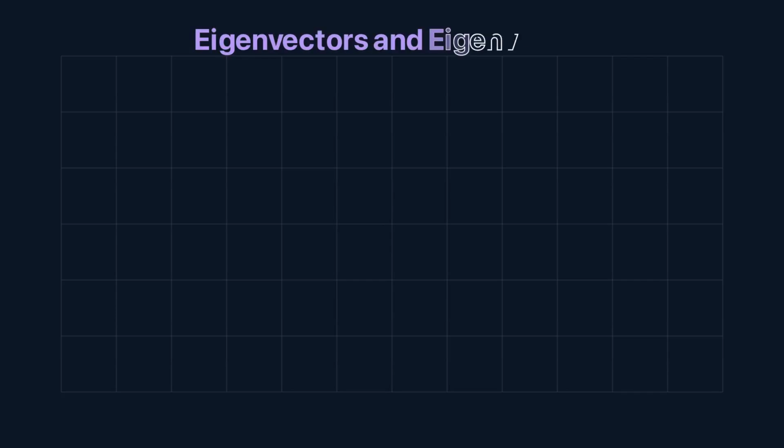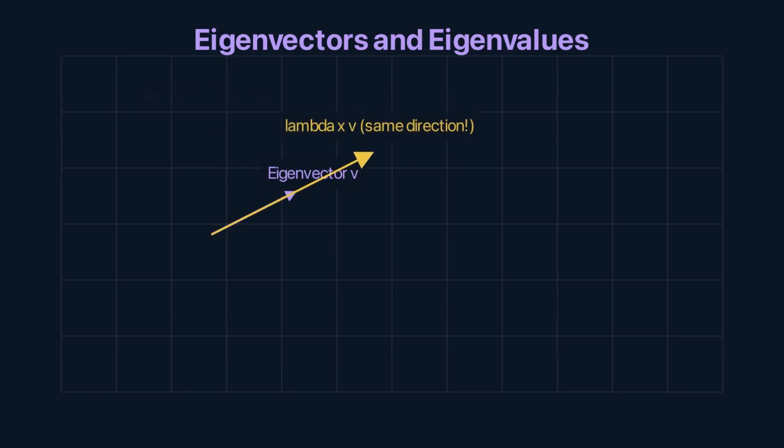Apply a matrix to most vectors and they rotate and scale, they change direction. But eigenvectors only scale. Av equals lambda times v. The vector v doesn't change direction. Lambda, the eigenvalue, tells you how much it stretches.